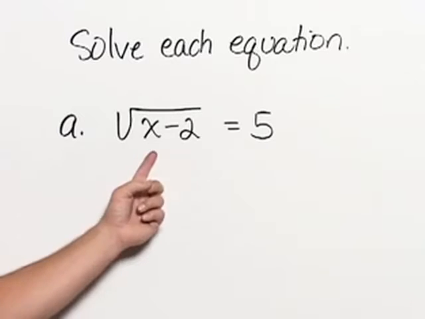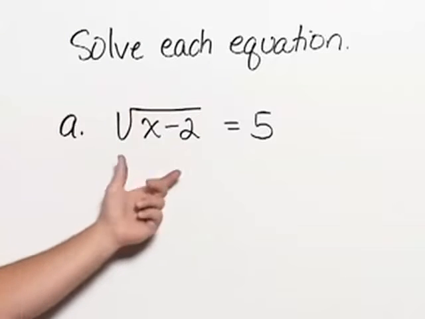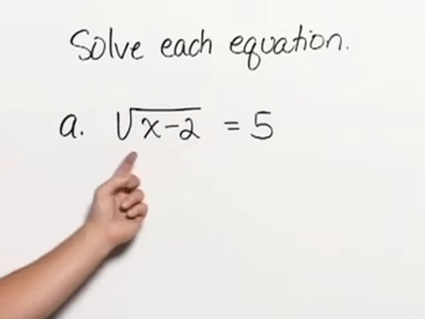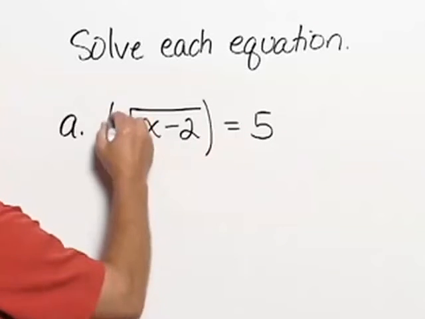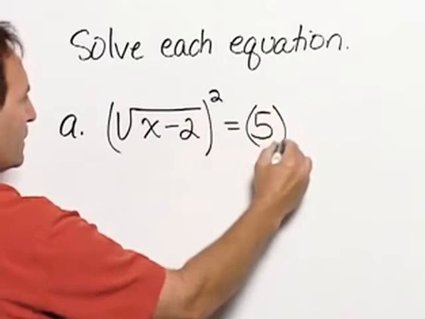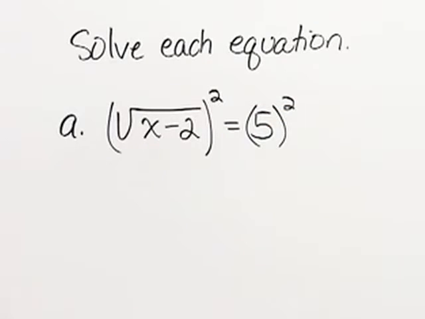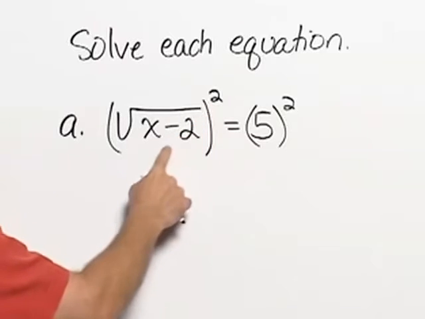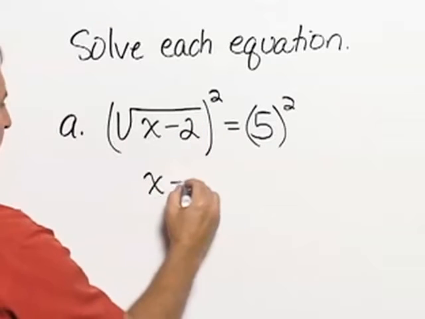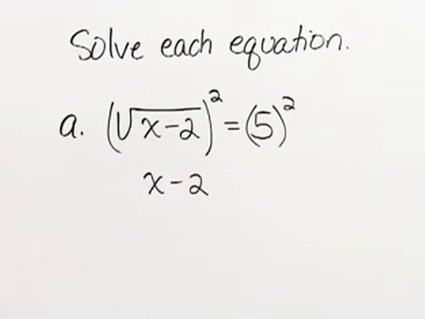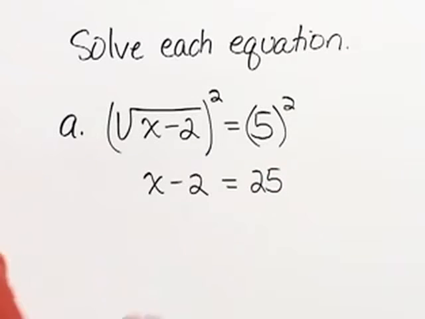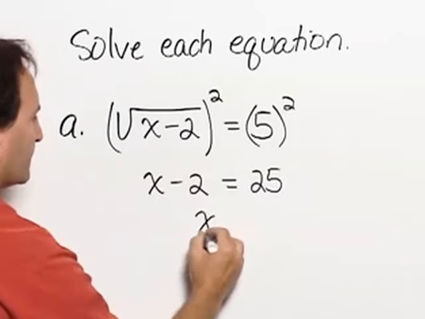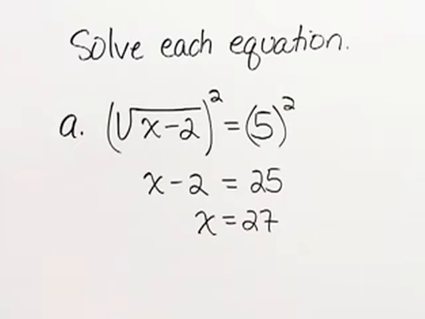Well, this involves a radical. It's already isolated, that is, it's on one side of the equation. Since it's a square root, we will raise both sides of the equation to the power of 2, or in other words, square both sides. When we square a square root, we simply get the radicand, that is, the number under the square root symbol. And so we have x minus 2 equals 25. Adding 2 to both sides, we get x equals 27.